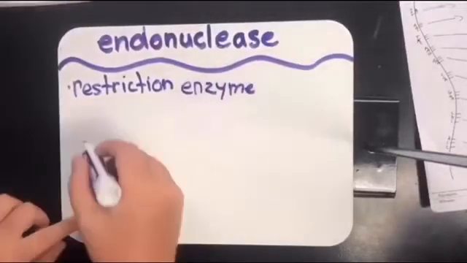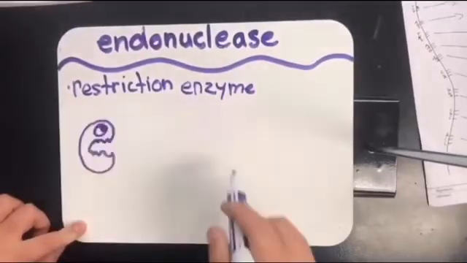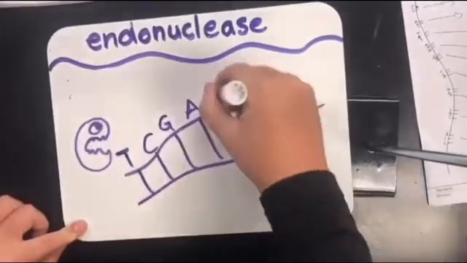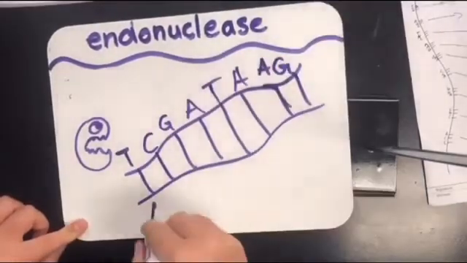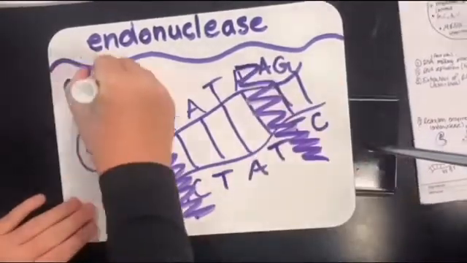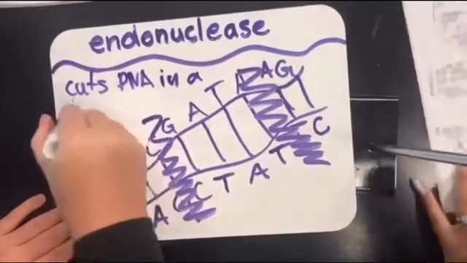In the endonuclease, restriction enzyme occurs, an enzyme from bacteria that can recognize a specific base sequence in DNA and cut the DNA at the site. Bacteria use restriction enzymes to defend against bacterial viruses.